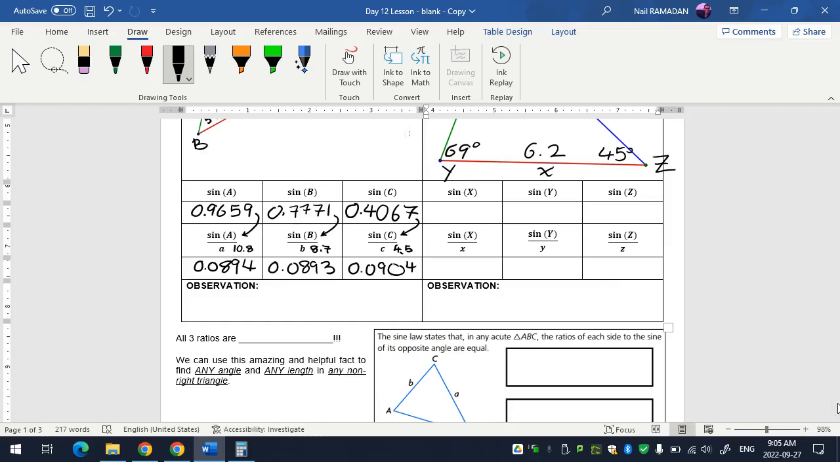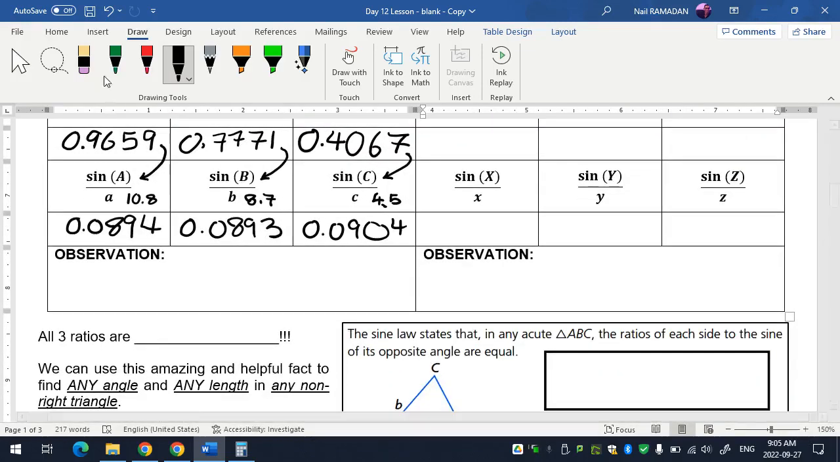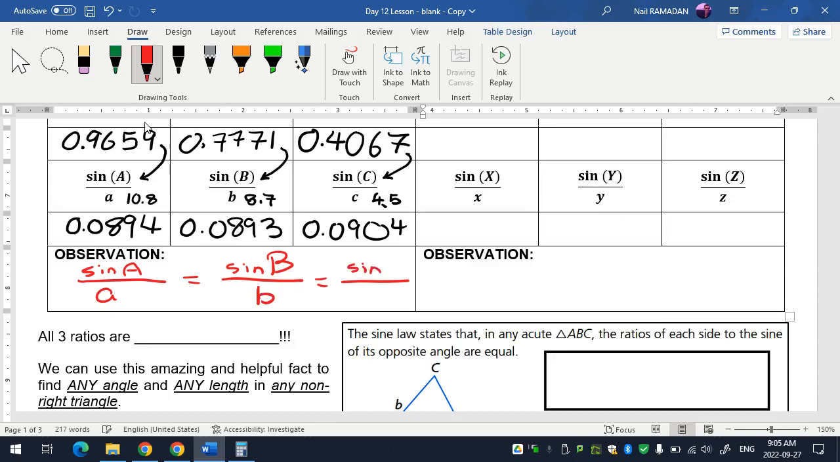Sine B over b equals what? Sine C over c. So let's write this down. Go ahead. The observation here is, I'm going to write in a different color, I'm going to go with red. One fraction equal to another fraction equal to another fraction. Sine of A over a must be equal to sine of B over b, which must be equal to sine capital C over small c.